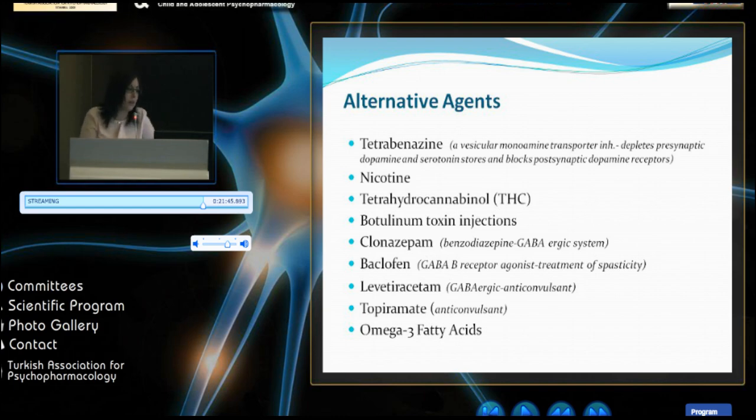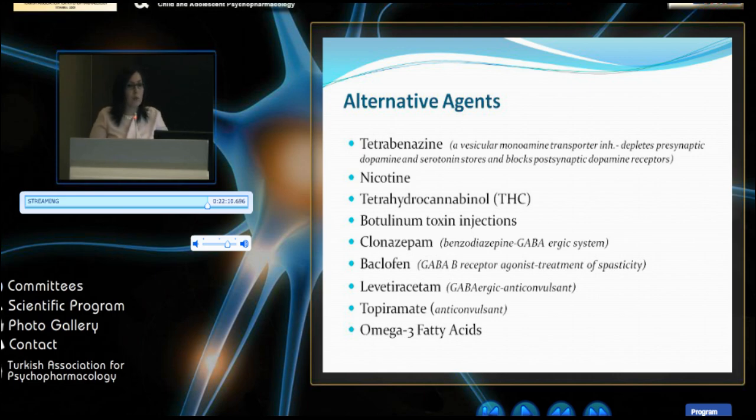What are we using as alternative agents? Tetrabenazine, nicotine, tetrahydrocannabinol, botulinum toxin injections, clonazepam, baclofen, and there is a study with omega-3 which was published in Pediatrics of 2012. In the number of tics, there is no reduction. However, in terms of the functionality of the child, the scores are good.